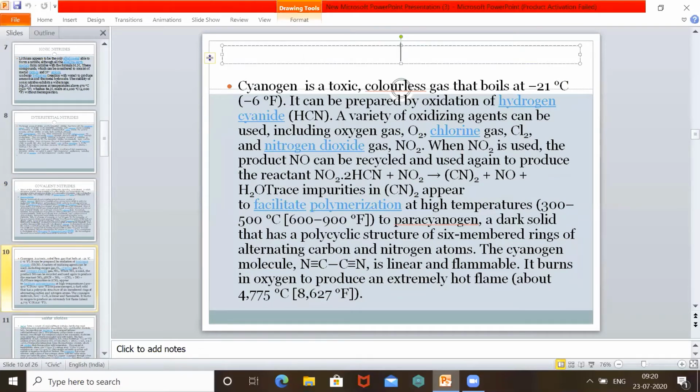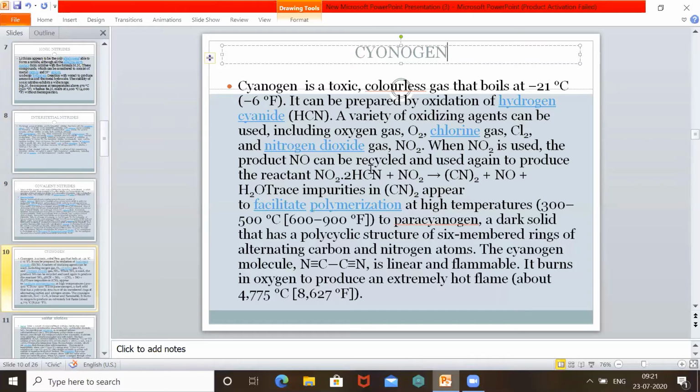And let us give this title, cyanogens. Cyanogen is a toxic colorless gas that boils at minus 21 degrees centigrade. It's a poisonous gas mainly used in refrigerations. It's a highly oxidizing gas. Cyanogen is a toxic gas. Oxidizing elements are toxic. It can be prepared by oxidation of hydrogen cyanide. A variety of oxidizing agents can be used to prepare this.